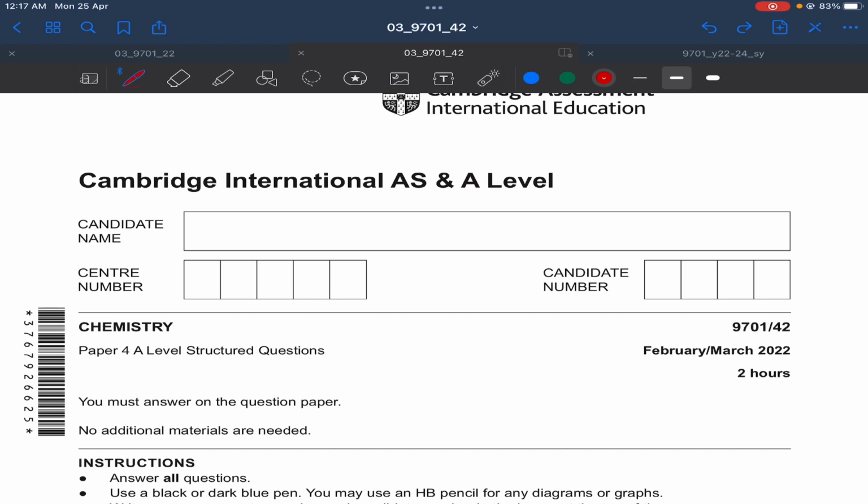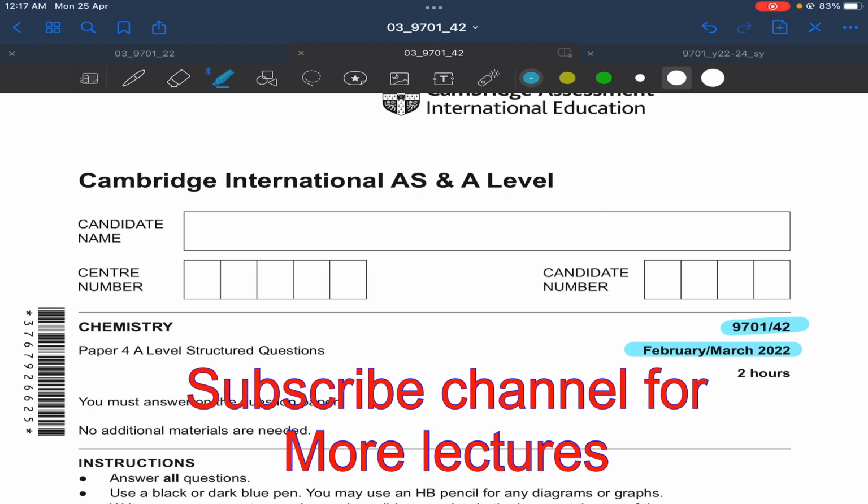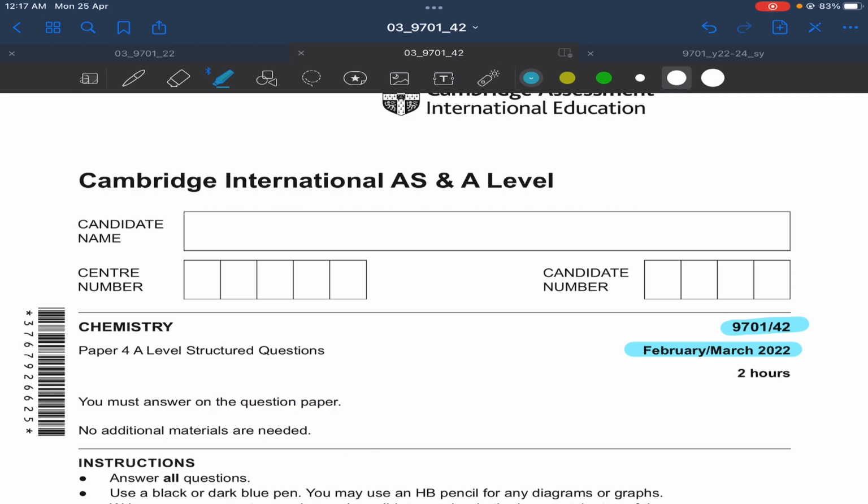Assalamu alaikum. Ji beta. So today I'm going to solve Feb March 2022 paper 42, and this is the first paper as per the new syllabus.